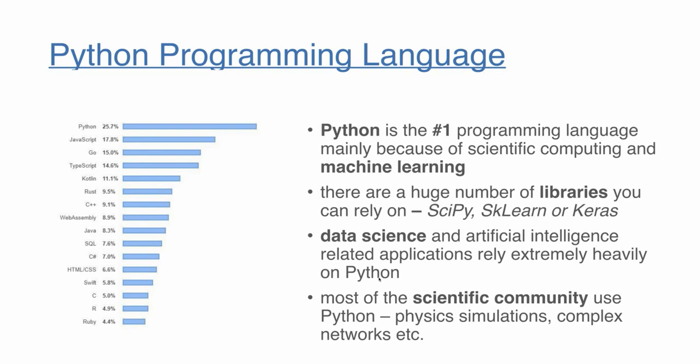It is not that convenient to handle data science related applications in Java, for example, or C# or something like that. Python is extremely convenient because of the huge number of libraries: SciPy, scikit-learn, Keras, TensorFlow, and so on. Most of the scientific community use Python, for example, for physics related simulations, for complex networks, and so on. This is why Python is the most popular programming language at the moment.